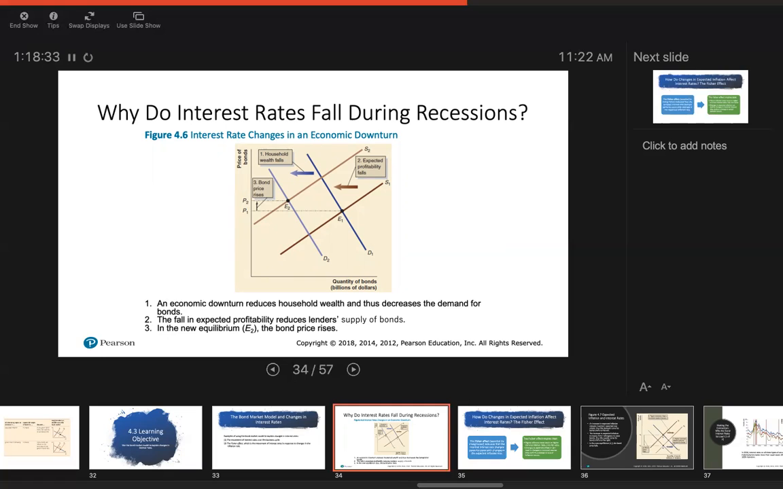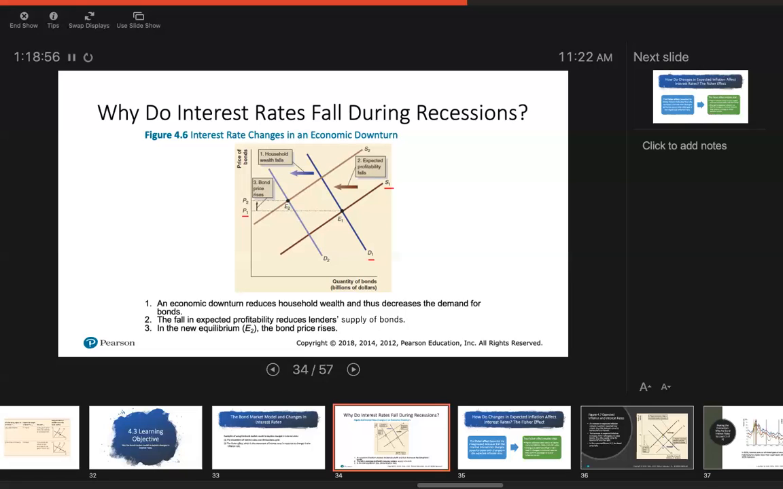Suppose before the recession, the supply curve was at S1, so that curve, and the demand curve was at D1. Okay. And so the equilibrium in the market was established at E1, and the price of the bonds was determined to be P1. Okay.